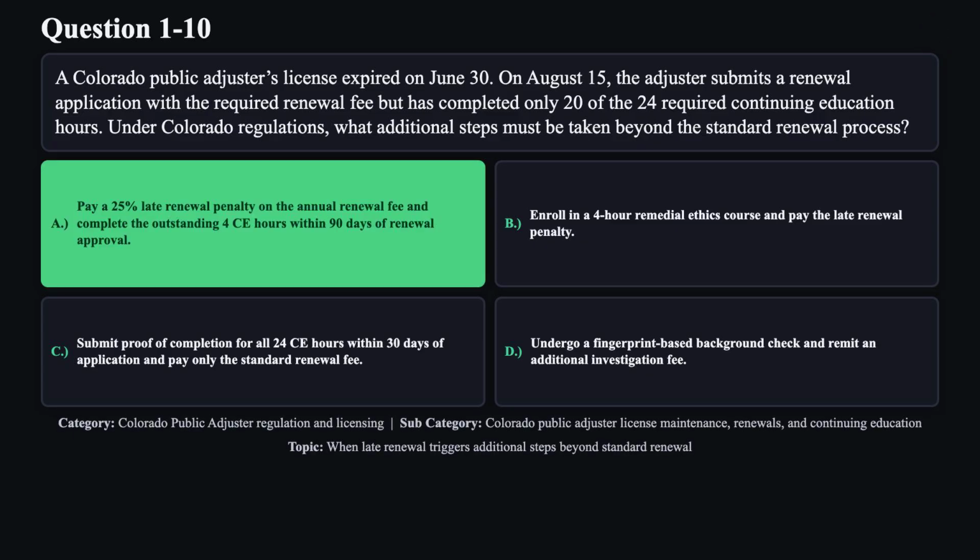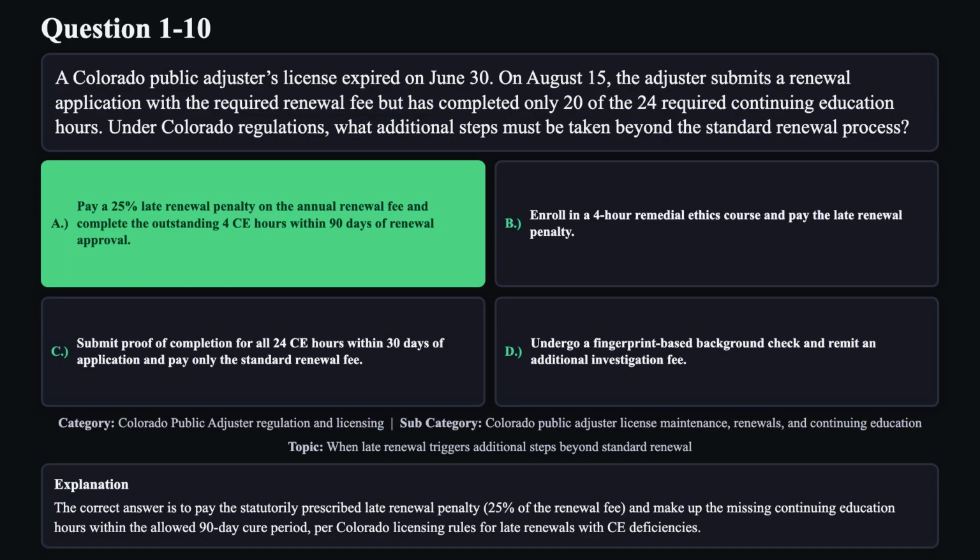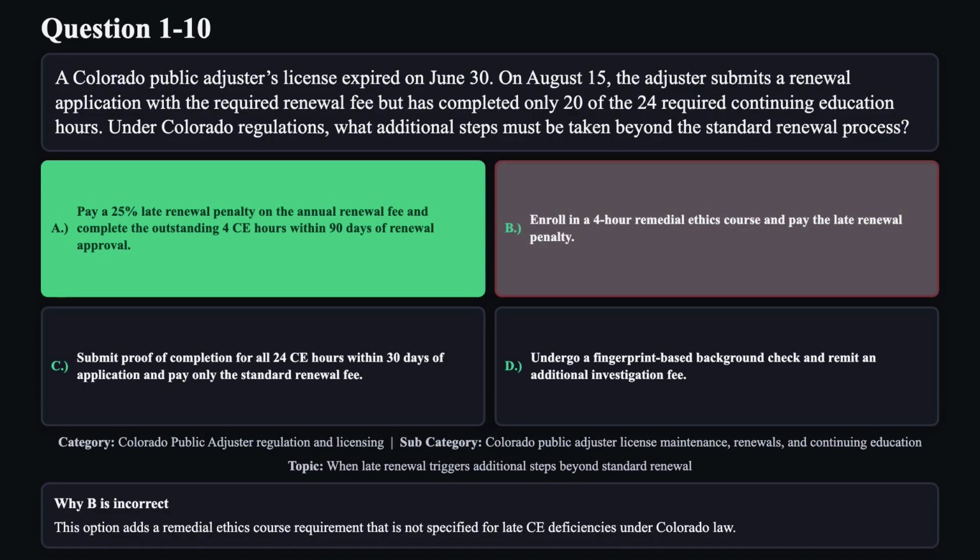The correct answer is A. The correct answer is to pay the statutorily prescribed late renewal penalty, 25% of the renewal fee, and make up the missing continuing education hours within the allowed 90-day cure period per Colorado licensing rules for late renewals with CE deficiencies. Reason B is not correct. This option adds a remedial ethics course requirement that is not specified for late CE deficiencies under Colorado law.